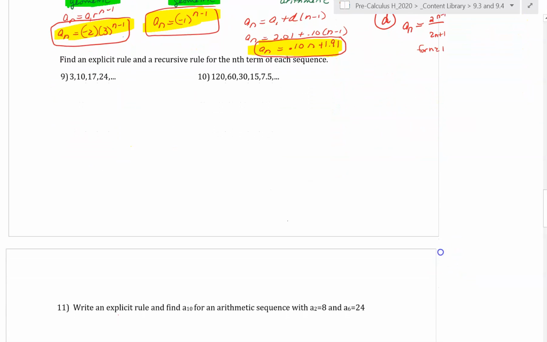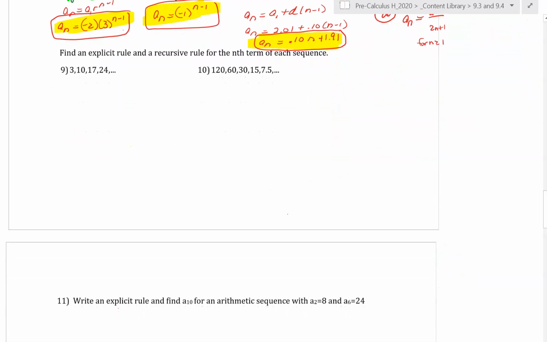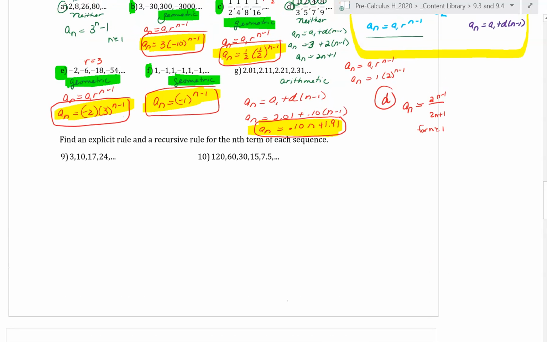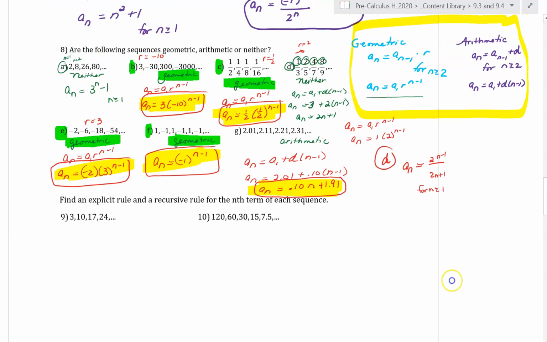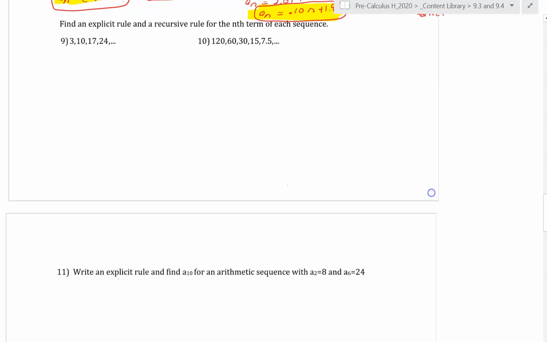What we're going to do next, we're going to find an explicit rule and a recursive rule for the nth term of each sequence. So one sequence is arithmetic, one sequence is geometric. Go ahead and use the formulas that we have up here, that we kind of derived from thinking about what it means to be arithmetic and geometric. And go ahead and find an explicit rule and a recursive rule for the nth term of each sequence.